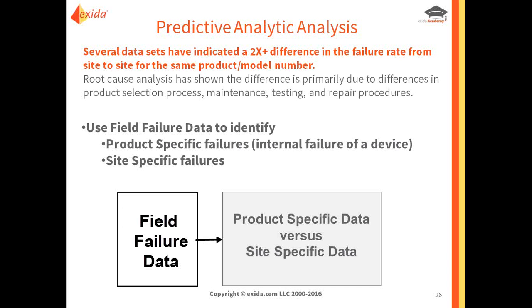Now you want to use this field failure data that will actually help identify these areas: your product-specific failures, whether it's internal failures of the device, and then also your site-specific failures. And these things will start getting categorized and put into areas so that now you can actually do some research and look at everything. And you can reduce the failure rate by doing these root cause analyses since you have that validated collection process. Without this validated collection process, you're not able to do any of this analysis.